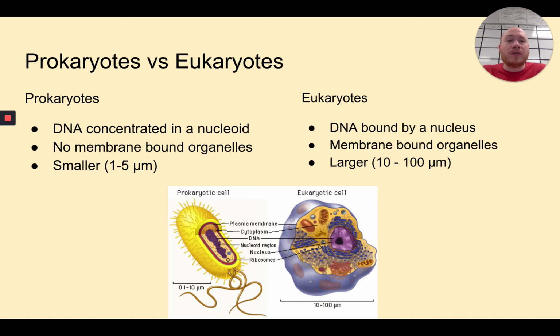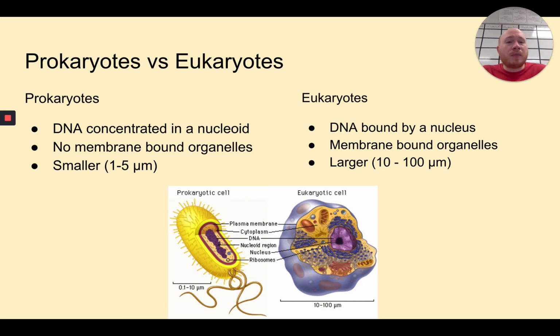So they're very basic. Prokaryotes are also much smaller than eukaryotes. They're usually 1 to 5 micrometers wide. So they're much smaller than eukaryotes. Because eukaryotes have a nucleus, which helps protect their DNA from things like viruses and other stuff. And it also helps control protein synthesis as well.